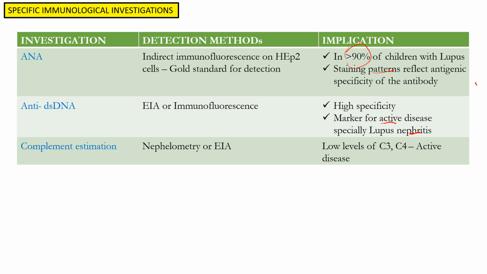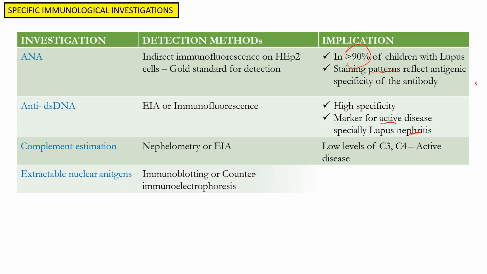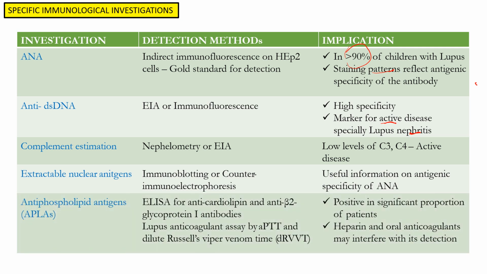Complement estimation is done by nephelometry or enzyme immunoassay. Low levels of C3 and C4 indicate active disease. Extractable nuclear antigens or ENA are detected by immunoblotting or counter immunoelectrophoresis. They give useful information on antigenic specificity of ANA.